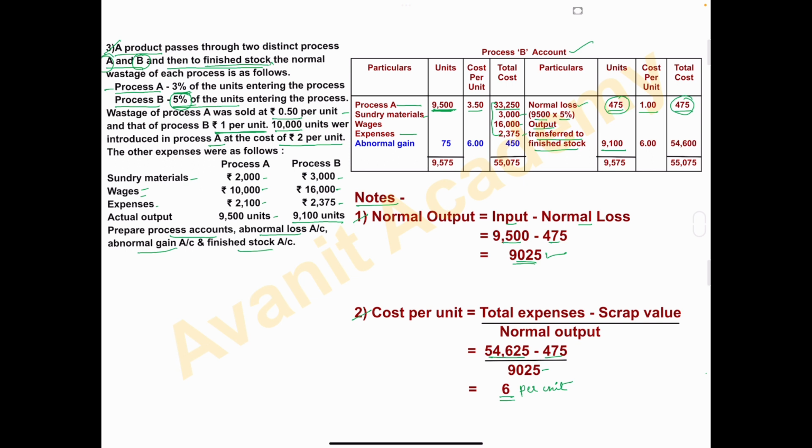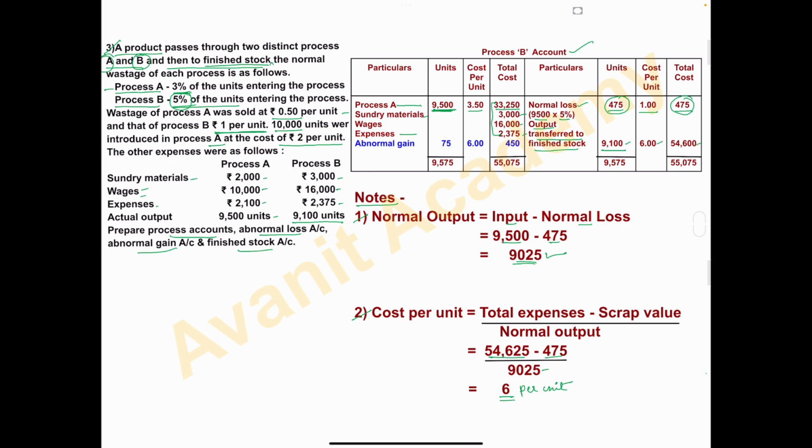So quantity we have written here, output transferred to finished stock, that is 9,100. Rate per unit we have calculated, so write here rupees 6. Multiply this 9,100 into 6. You will get 54,600.